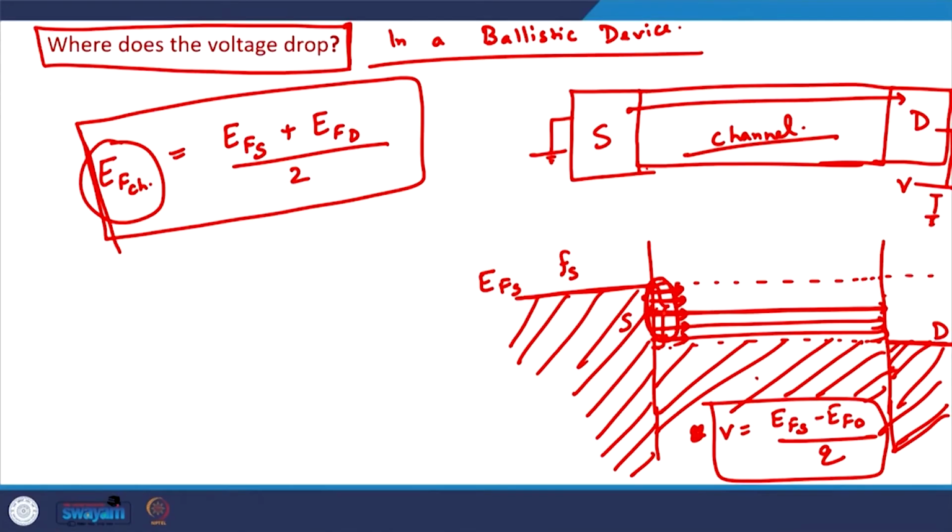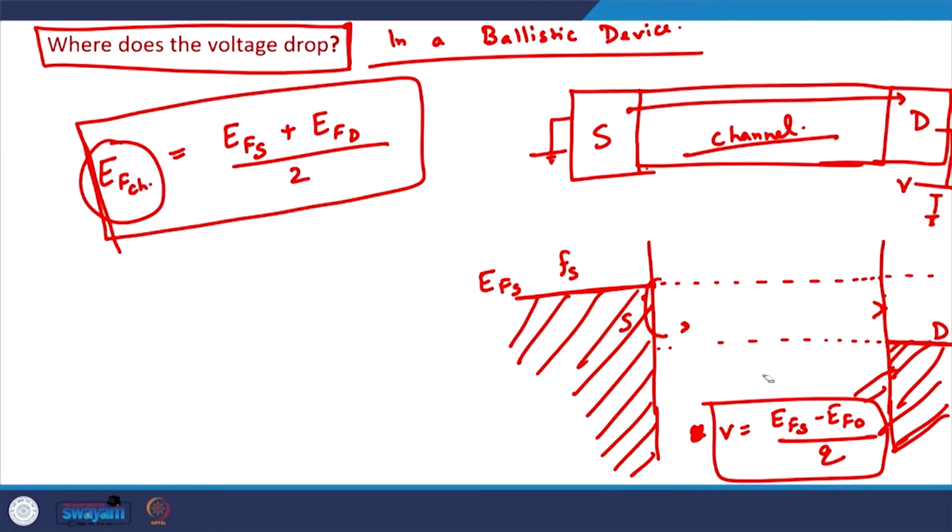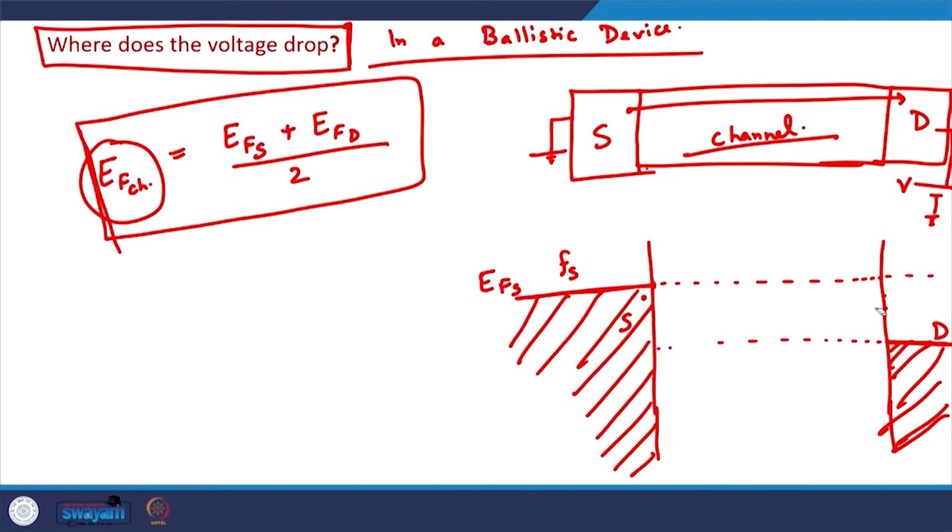So that way, the channel Fermi level does not change through the length of the channel. So what we can finally say is that the source Fermi level is on one side, the drain Fermi level is on the other side, and there is a sort of channel Fermi level which lies in the middle of these two Fermi levels, EF,CH.